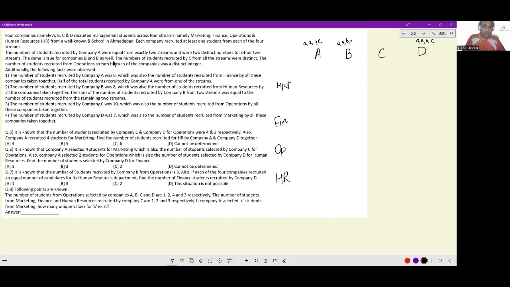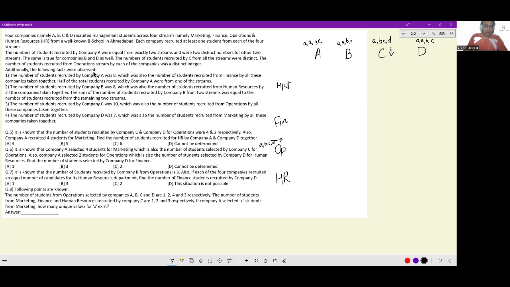Okay. The number of students recruited by C from all the streams were distinct, which means you have A, B, C, and D, all 4 numbers are distinct. This column here, as and when we fill it up, is going to have all distinct numbers. The number of students recruited from operations stream by each of the companies was a distinct integer. So this row here will also be all distinct numbers. The operations row and C column are going to have distinct numbers.